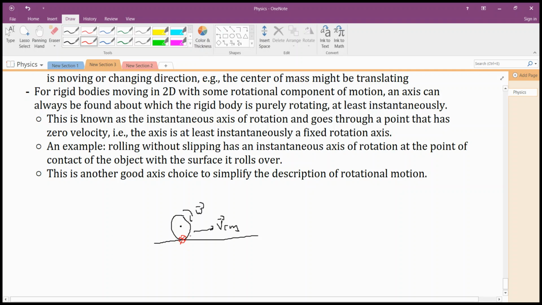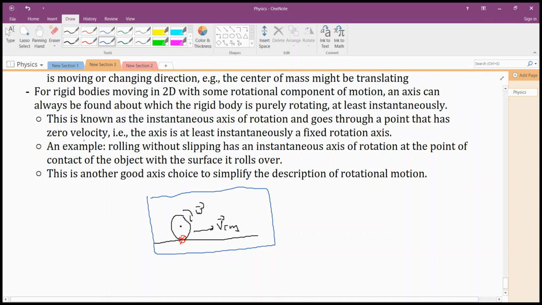So consider this object, this wheel rolling without slipping. That red axis of rotation that I drew there, that point of contact with the ground, is instantaneously at rest. It is the instantaneous axis of rotation. This rolling without slipping is only in 2 dimensions because I can contain the entire motion in just the plane. You can find more detail about that by looking into rolling without slipping.